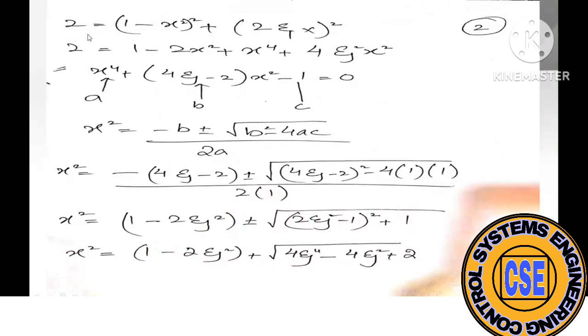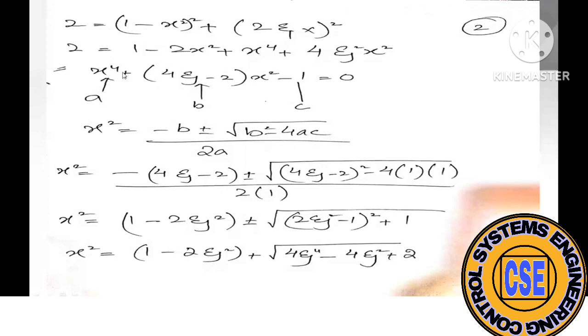So we get 2 equal to (1 minus x squared) whole squared plus (2 zeta x) squared. Now I simply square it. So I get 1 minus 2 x squared plus x to the 4, then I also square the second term, getting 4 zeta squared x squared. Now let's simplify that equation further.